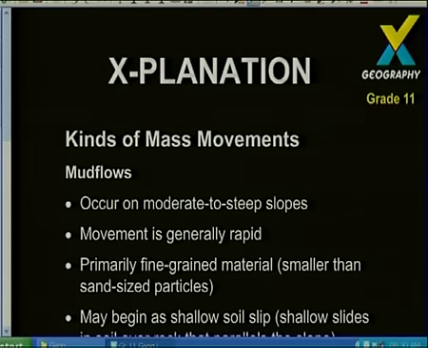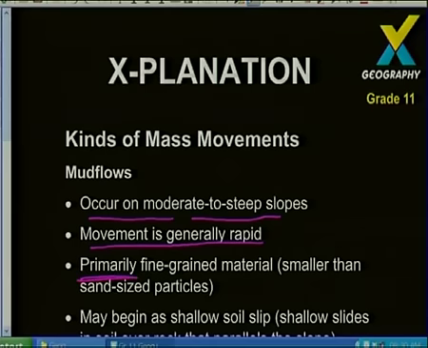Let's look at mud flow. Mud flows occur on moderate to steep slopes. Movement is generally rapid. Note the nature of the movement is increasing. Primarily fine-grained material, smaller than sand-sized particles. Here we're looking at much looser material that is subjected to movement downward due to gravity.